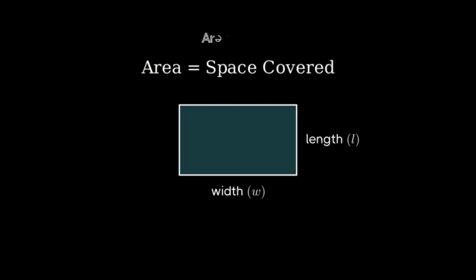To find the area of a rectangle, we multiply its length by its width. This gives us the total space covered. We write this as area equals L times W. Looking at our rectangle, we can see that the width is 3.5 units and the length is 2 units. We'll use these measurements to calculate its area.